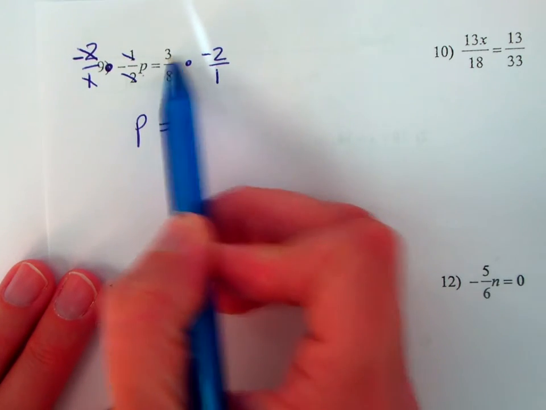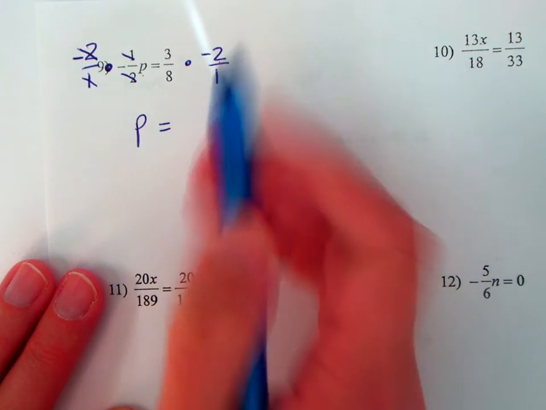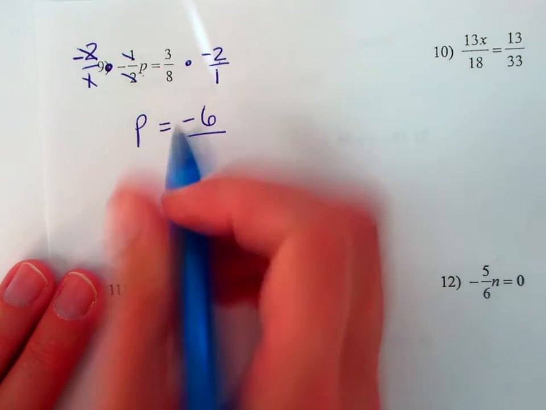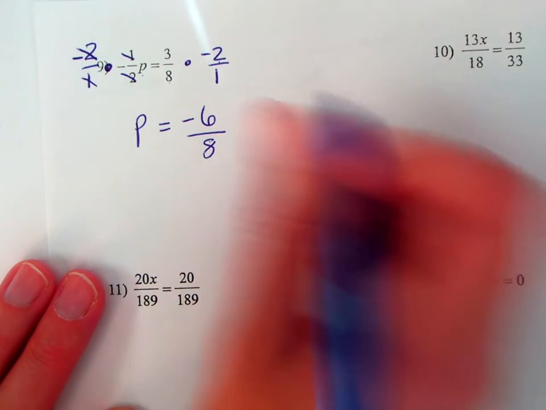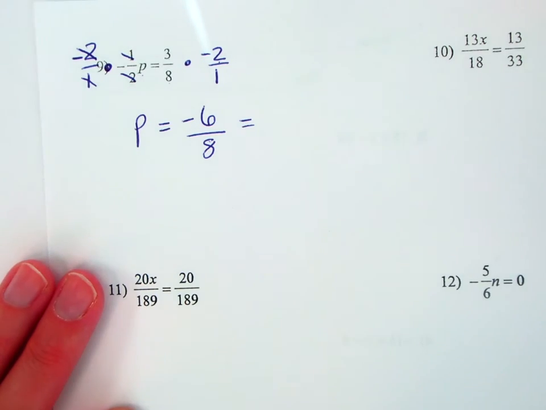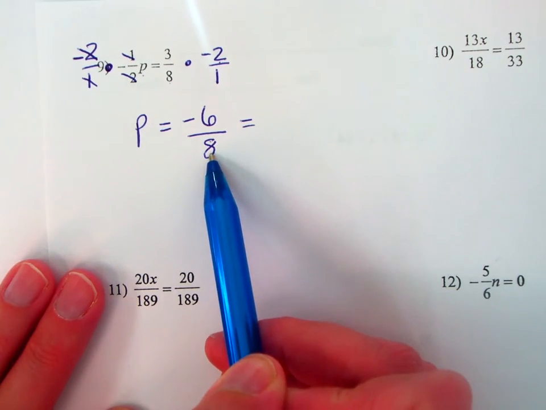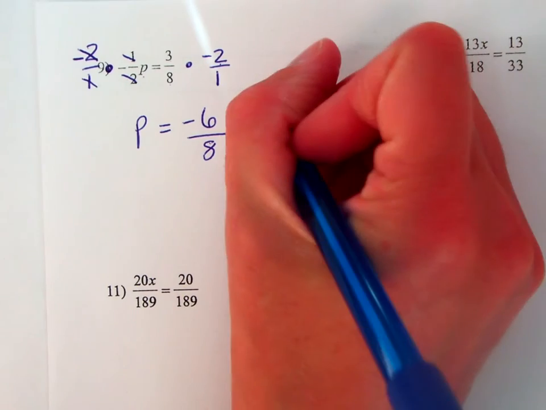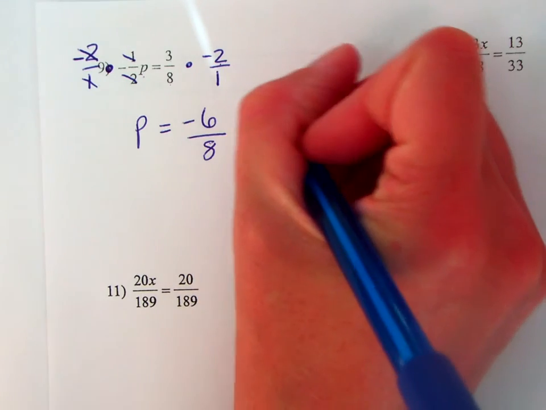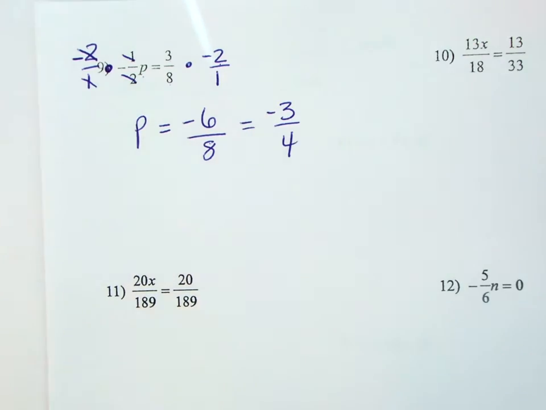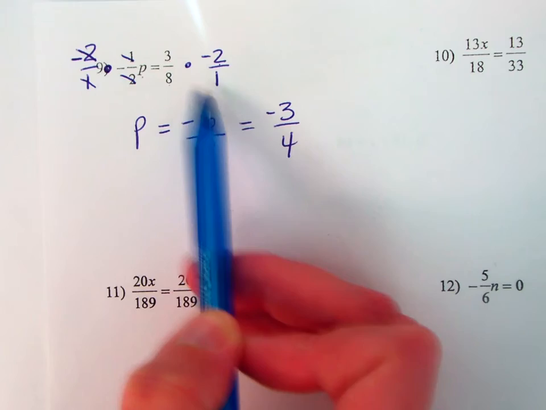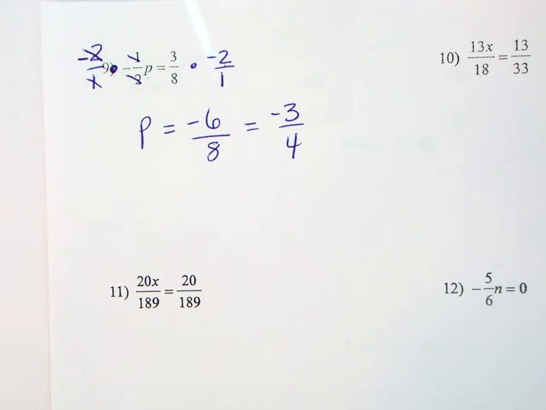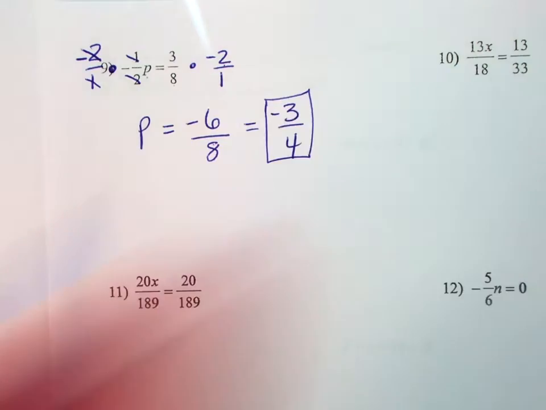3 times a negative 2 would be negative 6, and go right across the bottom. 8 times 1 is 8. And then make sure you simplify as well. 2 would go into both those numbers, leaving us, if I divide both by 2, I would get negative 3/4. You could also do some cross canceling here before you started if you didn't want to simplify in the end. But either way, you're going to get negative 3/4.